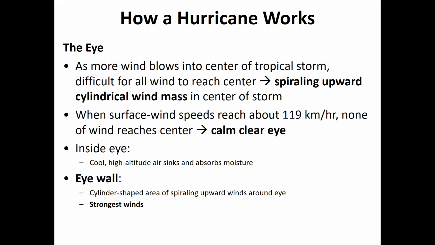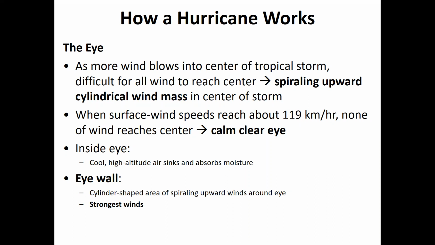Well, something important happens at that wind speed. As more wind blows into the center of the tropical storm, it becomes difficult for all the wind to reach the center and spiral up as a cylindrical wind mass in the center of the storm. So when the surface wind speeds reach about 119 kilometers per hour, none of the wind actually reaches the center.